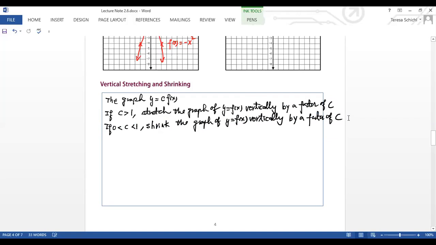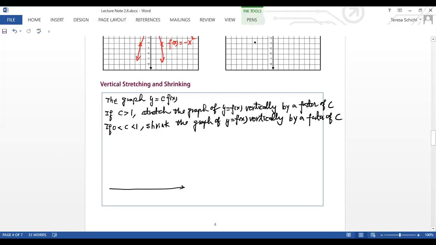It's kind of common sense, right? If c is greater than 1, every value of y you multiply by this constant. So if it's times 2, every value of y is going to be twice the original numbers. Let's take a look and see what I mean here.